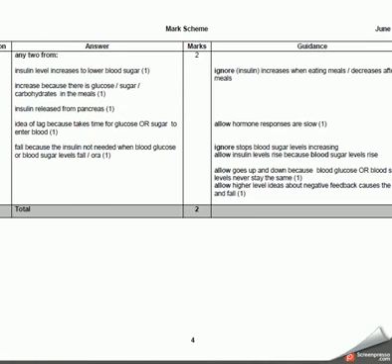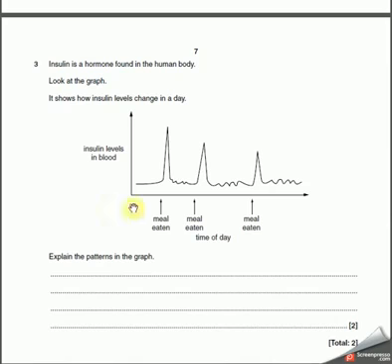Basically what it's saying is it wants you to know what's happening with this graph, and it's asking you to explain it. Okay, well, what I did is describe the graph. I said every time a meal is eaten, you can see that the insulin levels increase. It says explain. Okay, explain.